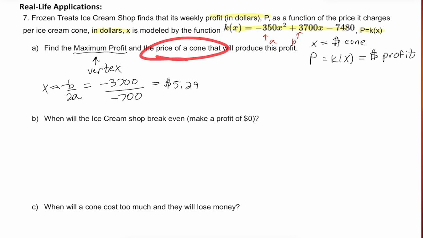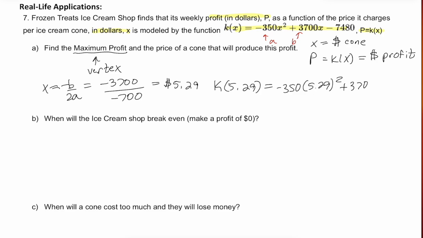But do you see what it says here? Find the price of the cone. That's what that is, because that's what our x is, and that little note helps us. But it also says to find the maximum profit. The profit is the y value that goes with it. So now we just have to plug in that 5.29. So we're going to do negative 350 times 5.29 squared plus 3,700 times 5.29 minus 7480.